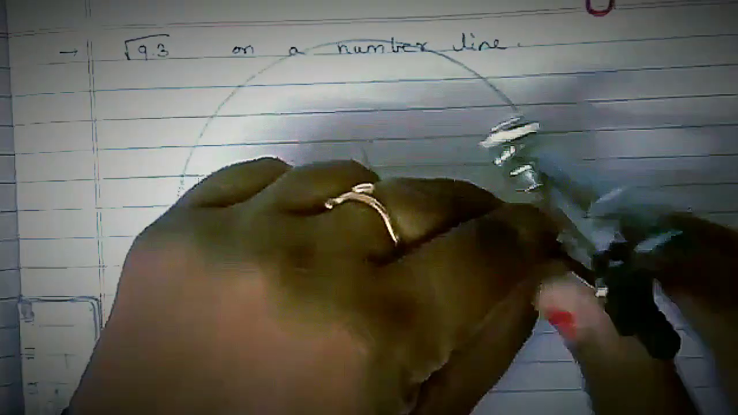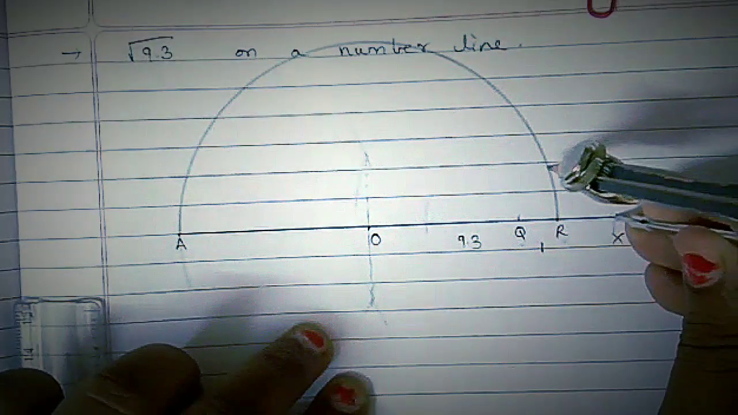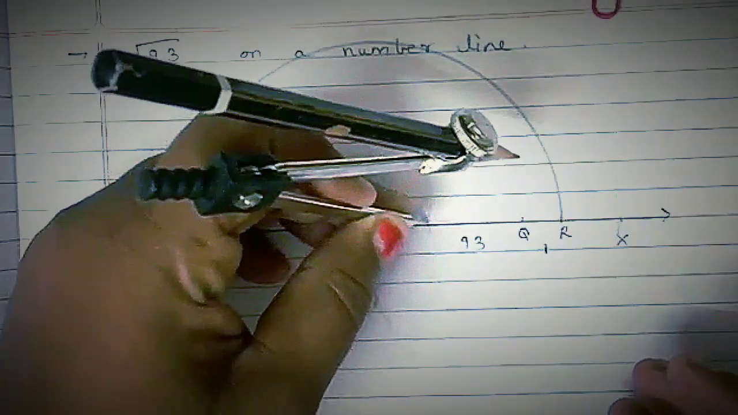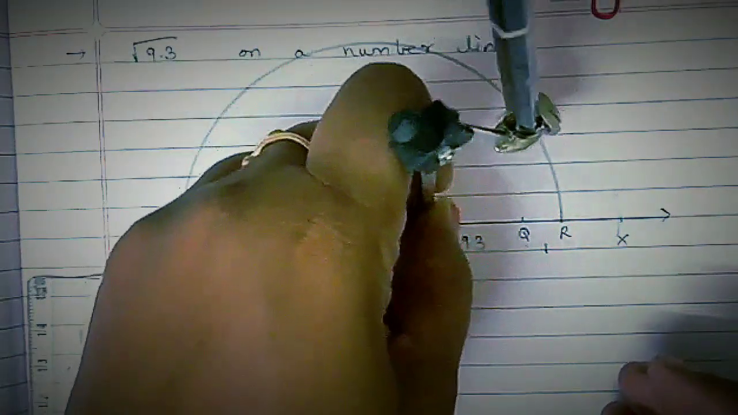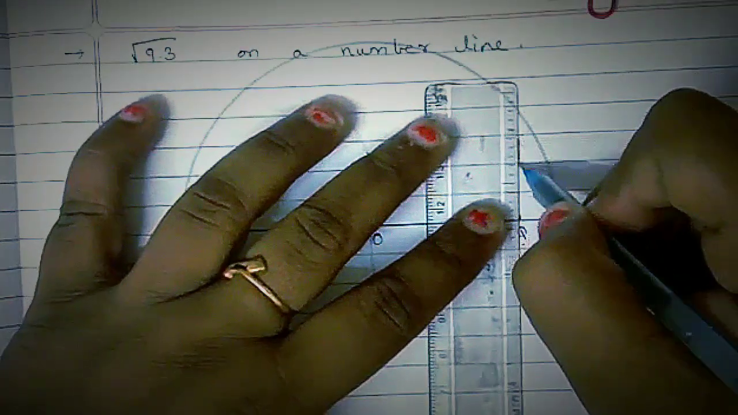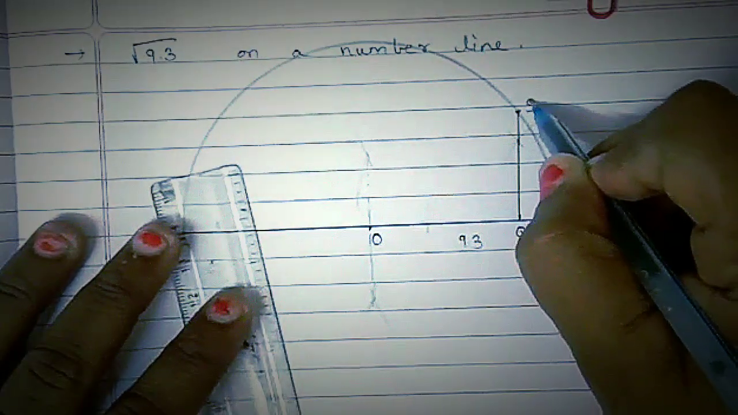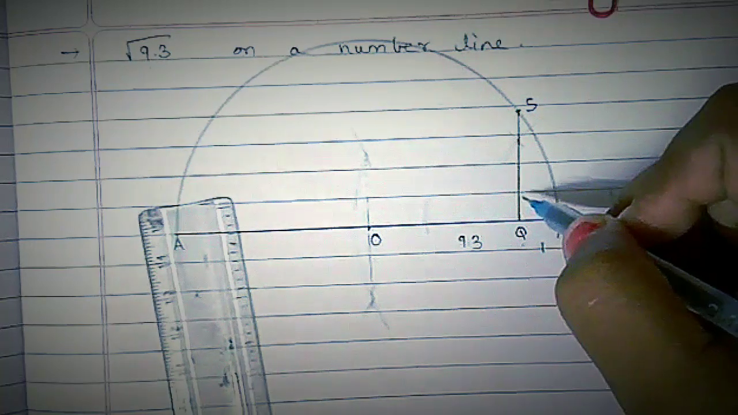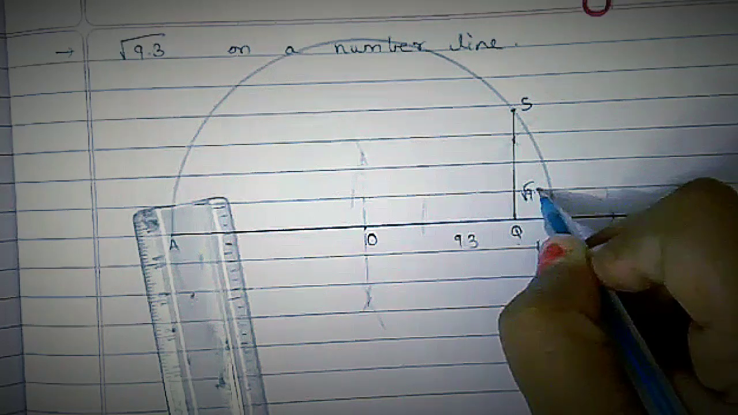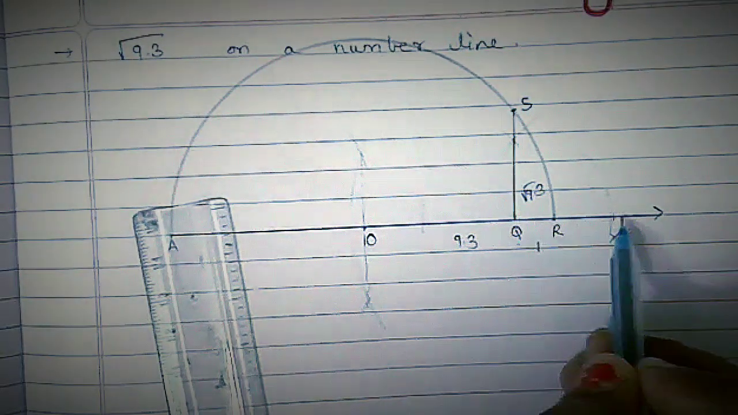Same way, you can take any proper distance from Q, draw two arcs, and with any appropriate radius, again draw a bisector. So you will be getting a perpendicular from Q, which is intersecting the arc at point S, right? So this QS is equal to root 9.3. What is QS? It is equal to root 9.3.